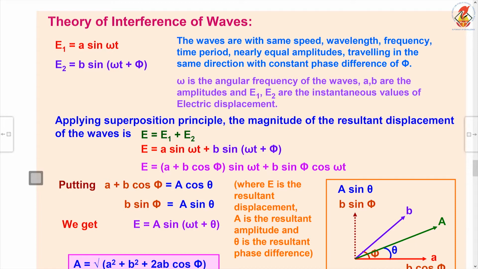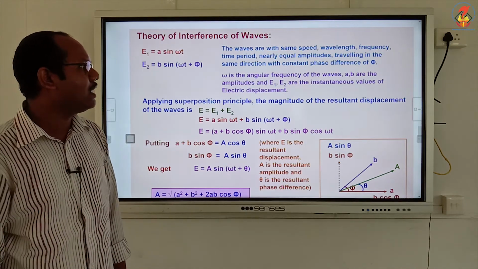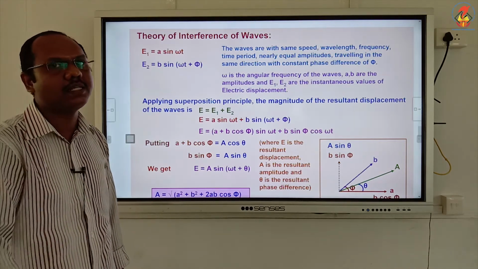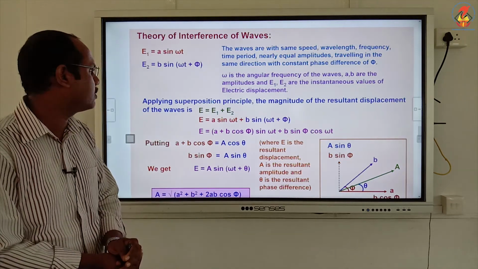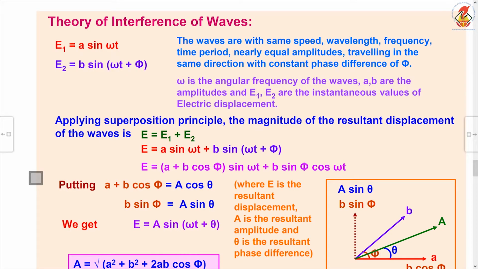Omega is the angular frequency, A and B are the amplitudes, and E1 and E2 are the instantaneous values of the electric displacements, that is, the instantaneous electrical amplitudes. Now, applying the principle of superposition, when these two waves superimpose, you can just add them. E is equal to E1 plus E2. E1 is A sin omega t and E2 is B sin omega t plus phi. So we get E is equal to A sin omega t plus B sin omega t plus phi.